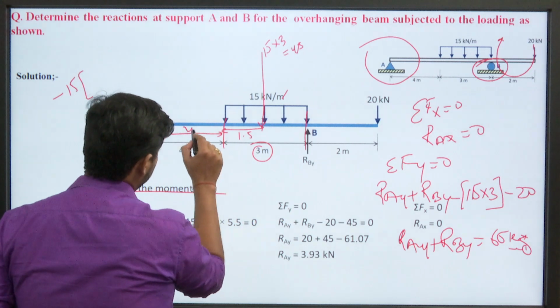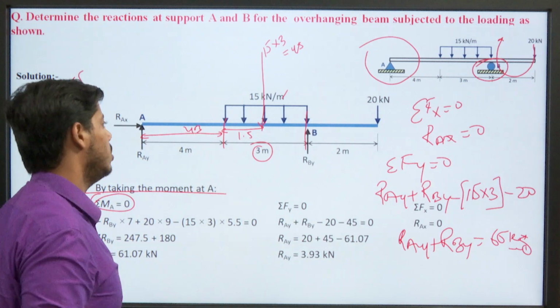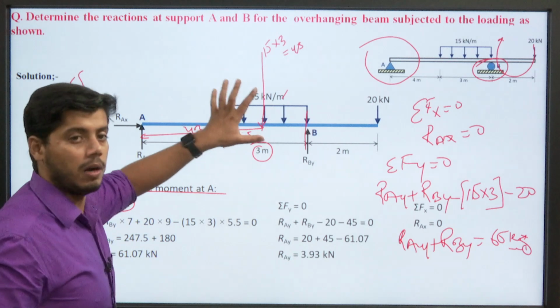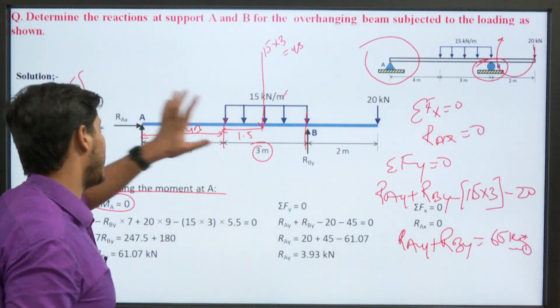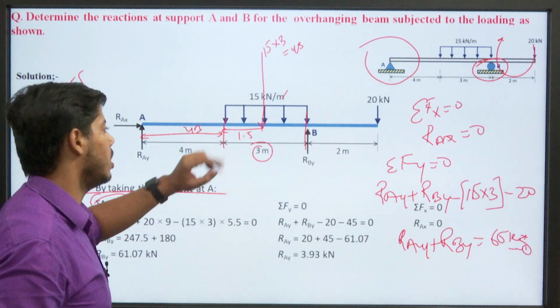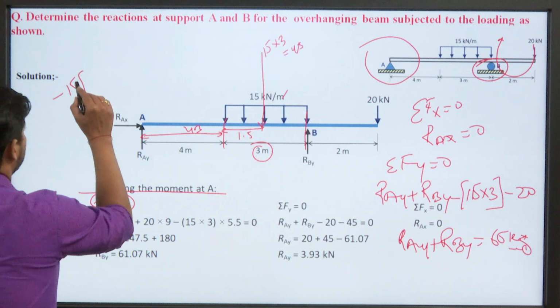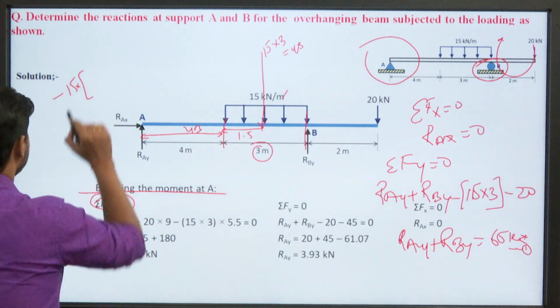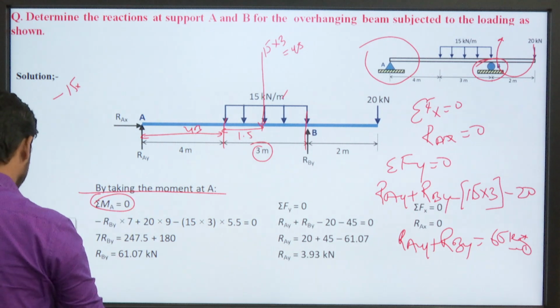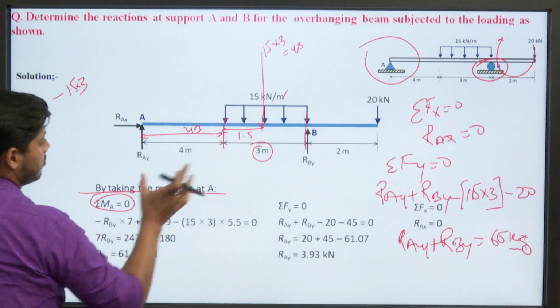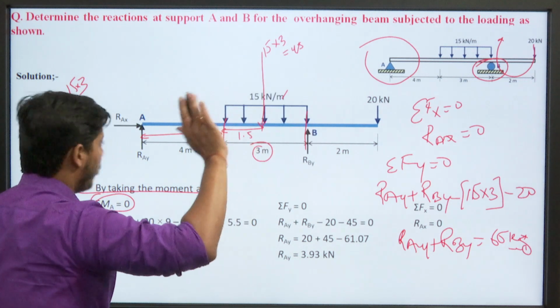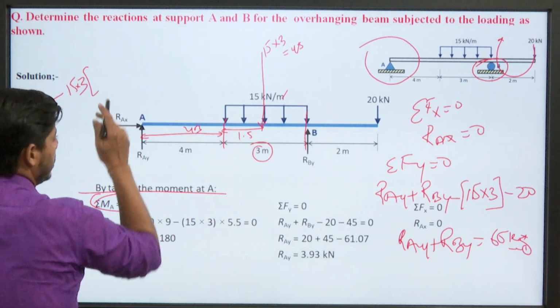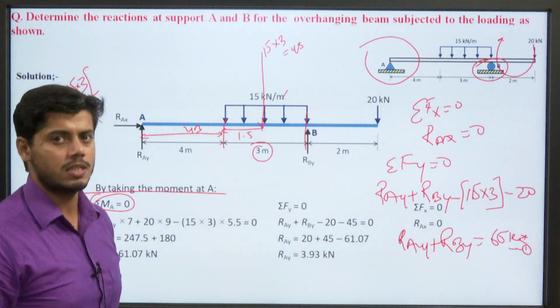This is 4 meter. So, if we have to find the bending moment acting on this body, we can write 15 into 3, because we are converting this UDL to a point load. So, 15 into 3, and what is the distance?